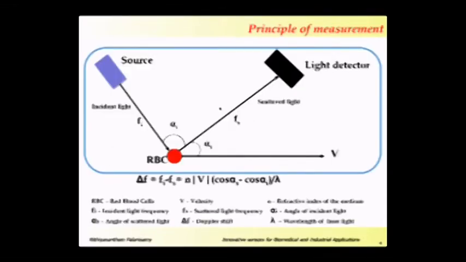The basic principle of the LDF instrument is the optical Doppler effect, in which the laser light scattered by a moving particle is shifted in frequency by an amount proportional to the velocity of the moving particle. The Doppler shift is given by the equation shown.